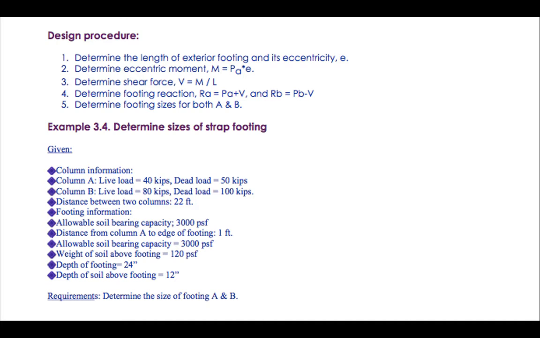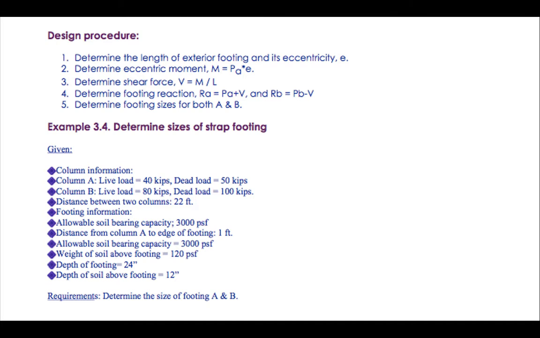The allowable soil-bearing capacity is 3,000 pounds per square foot. The depth of footing is 24 inches, and the depth of soil above footing is 12 inches. Determine the size of footings A and B.